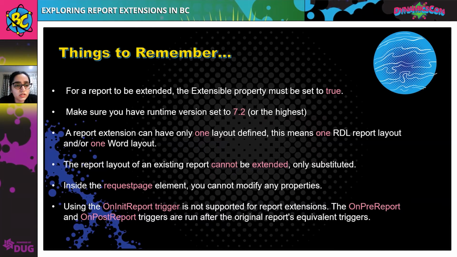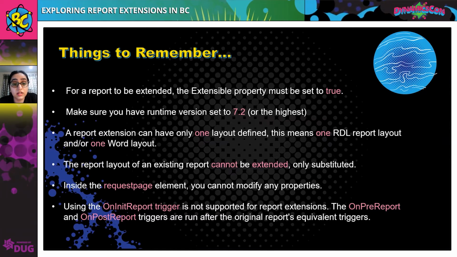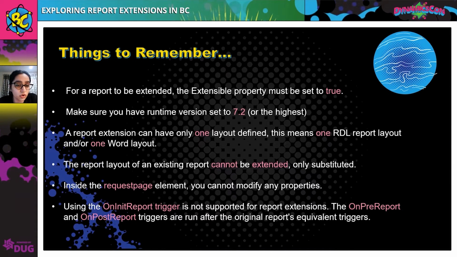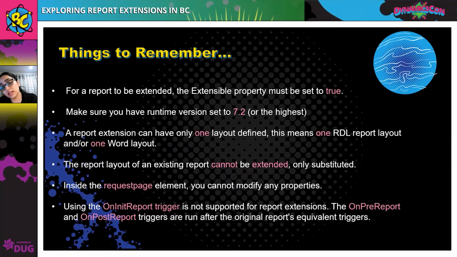First, for a report to be extensible, the extensible property must be true. Second, make sure you have the runtime version set to 7.2 or higher, which I also spoke about early in the demo. And then the report extension can only have one layout defined, meaning one RDLC or one report layout.